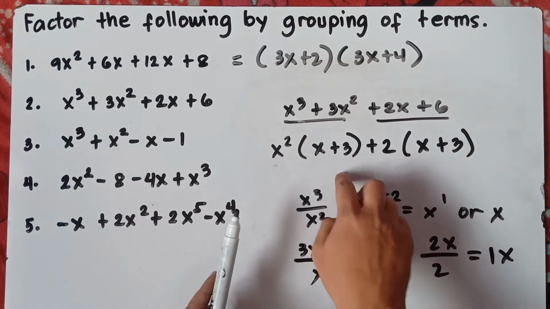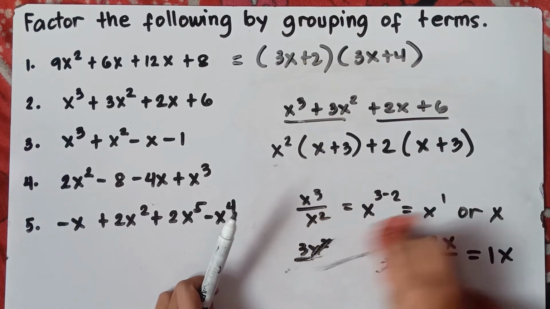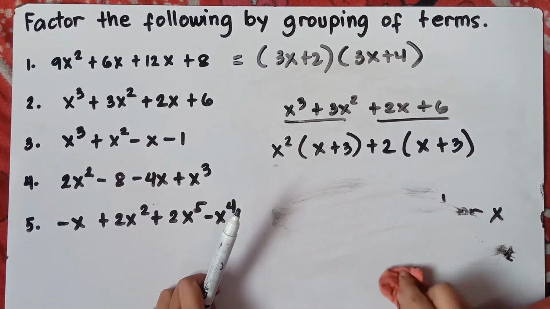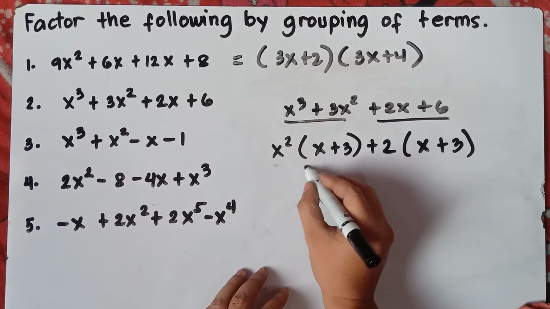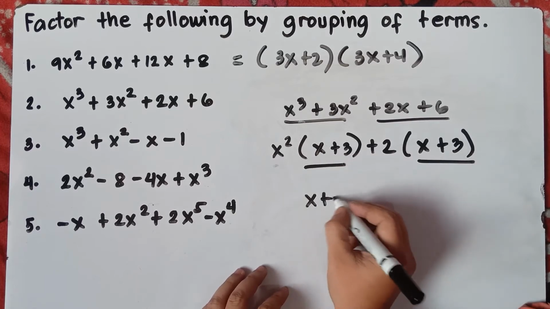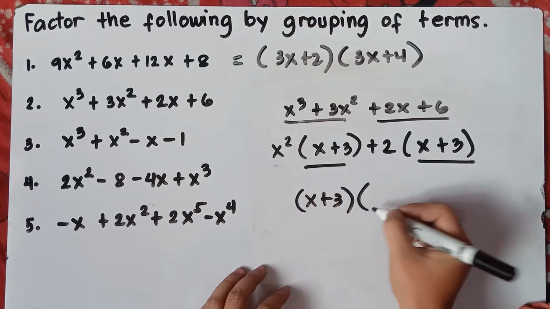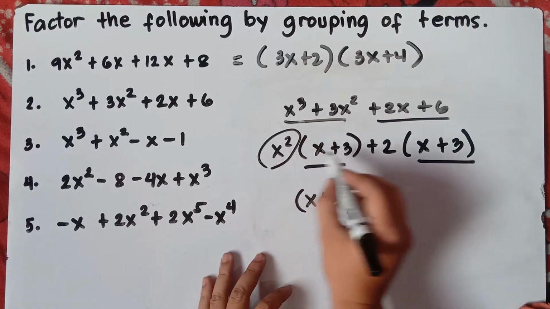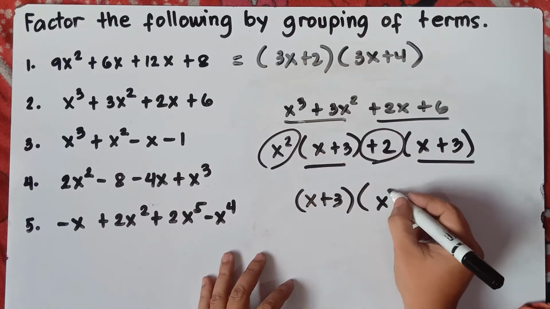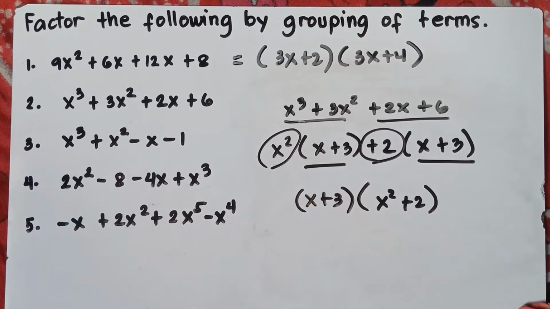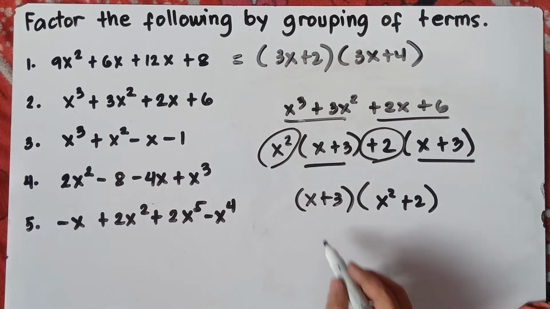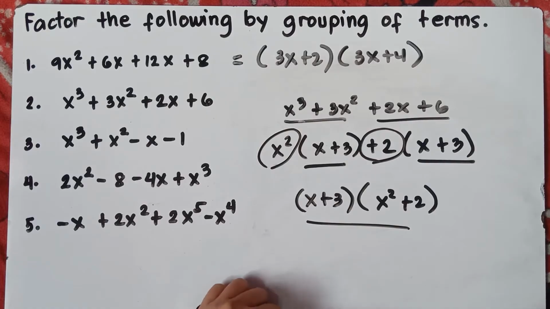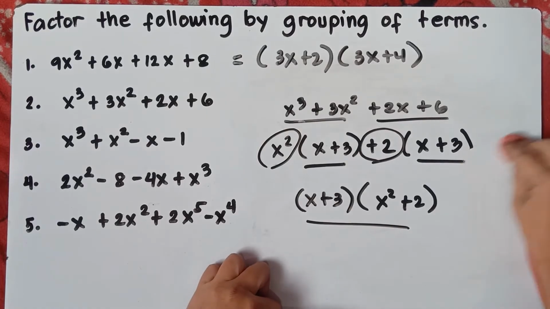Alright, so we have a common factor, x plus 3. So therefore, you can just simply copy this factor, x plus 3. You make it as 1. And then copy this one, this one, class. x squared plus 2. That's it, class. That's the answer for number 2. Quite easy, right? For number 2. Alright, so that's the answer for number 2.